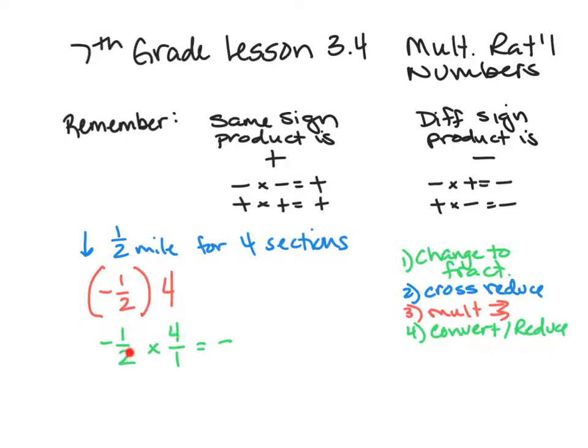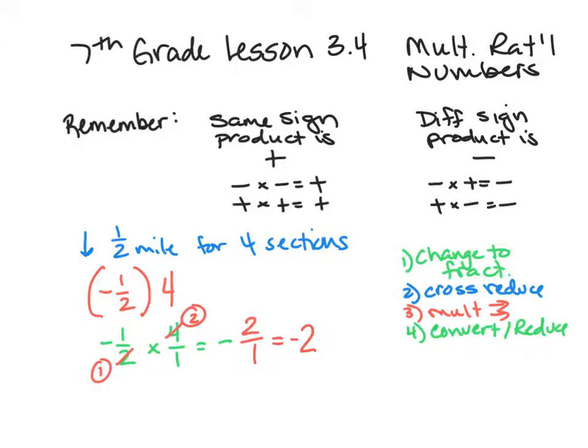But here, a number that goes into both 2 and 4 evenly would be 2. 2 divides into 2 once. 2 divides into 4 twice. Then I'm on to multiply straight across. 1 times 2 is 2. 1 times 1 is 1. My answer is -2 over 1. For the conversion, 2 divided by 1 is 2.